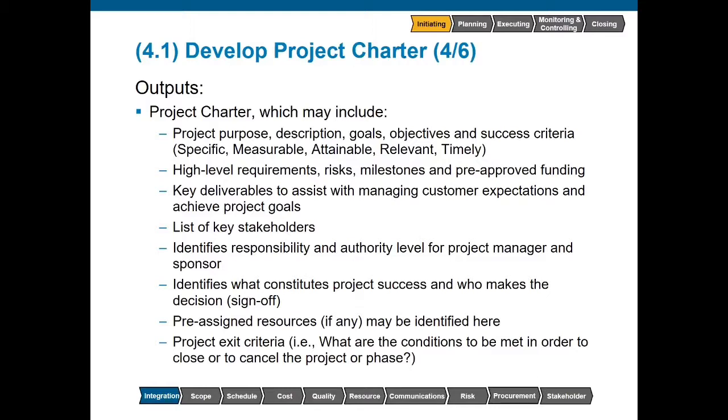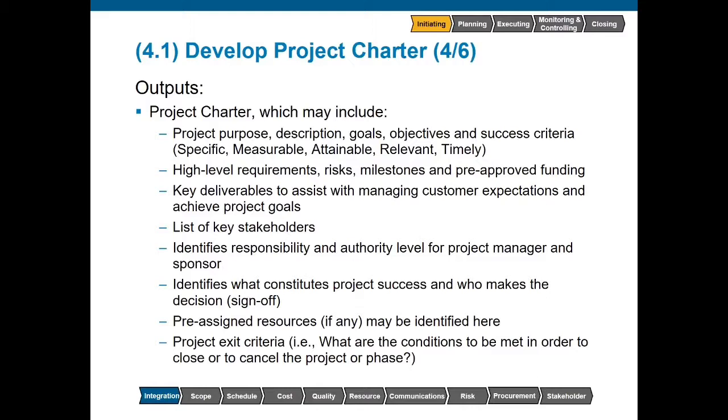So SMART goals is the acronym that is often used. And these goals should be specific. We should be able to clearly identify exactly what they are. They should be measurable in a quantitative manner. We should be able to numerically analyze, did we achieve this or not? It should be attainable in that it is realistic. It's something that we can achieve. It should be relevant, meaning it should be tied to a business need, and it should be timely.